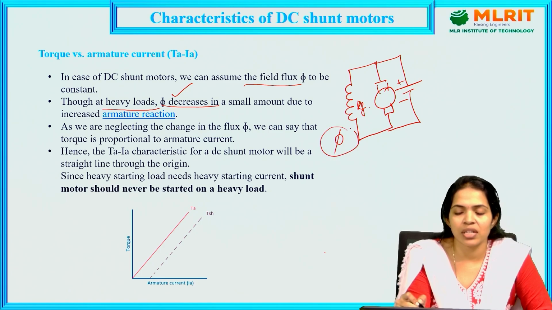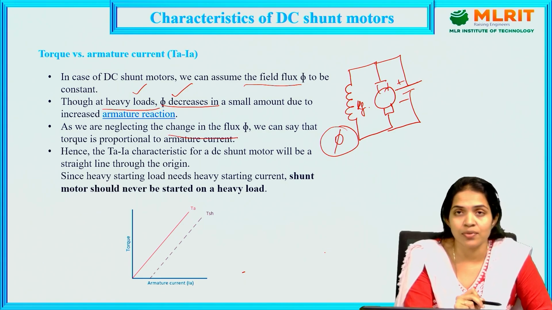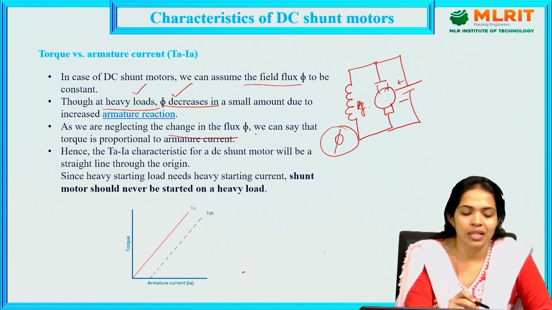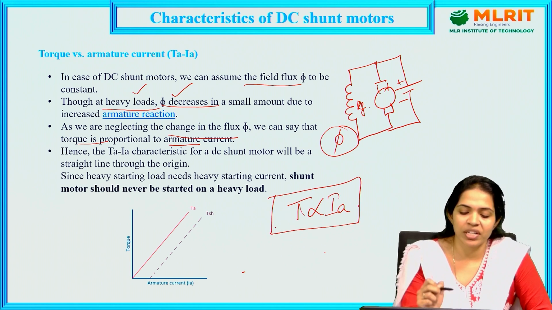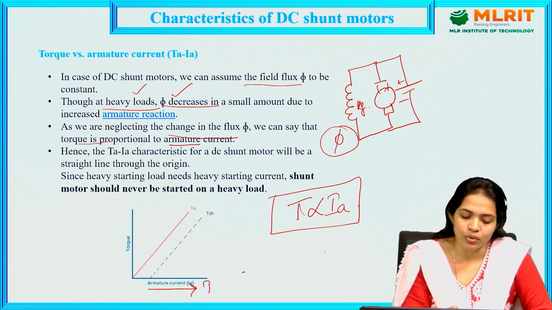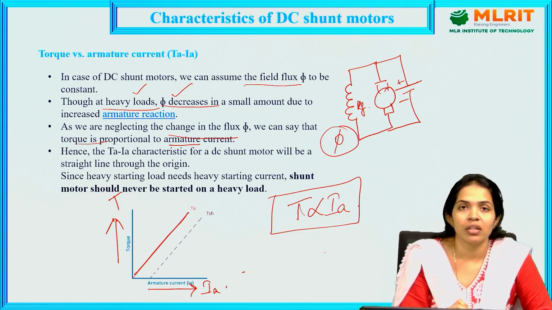So basically, we consider it as a constant flux machine. The DC shunt machine is considered a constant flux machine. When it is loaded heavily, there is a slight decrease in the flux due to armature reaction. As we are neglecting the change in the flux, considering it a constant flux machine, we can say that the torque is directly proportional to armature current from the torque relation. As there is a directly proportional relation, when we increase the armature current, the torque will increase. So there is a linear graph between the torque versus Ia characteristics.